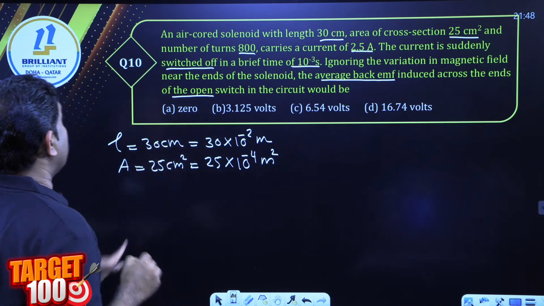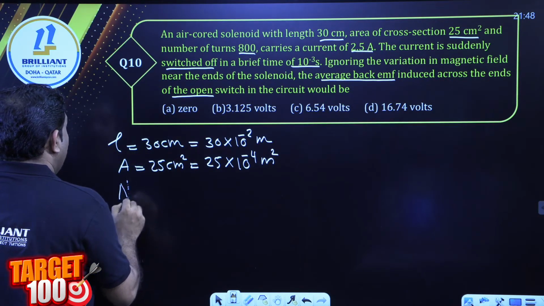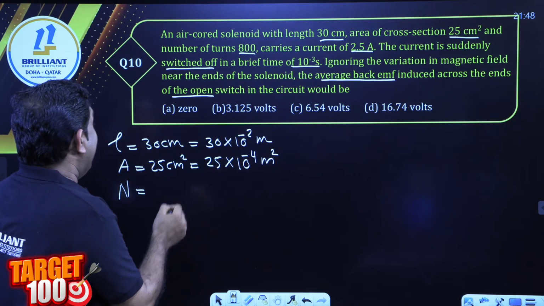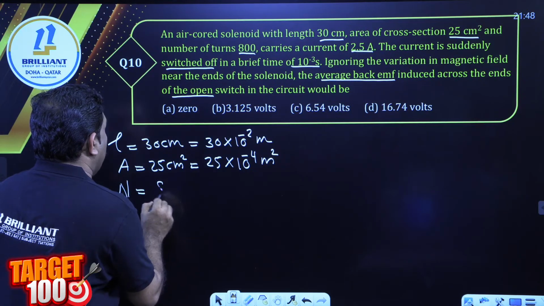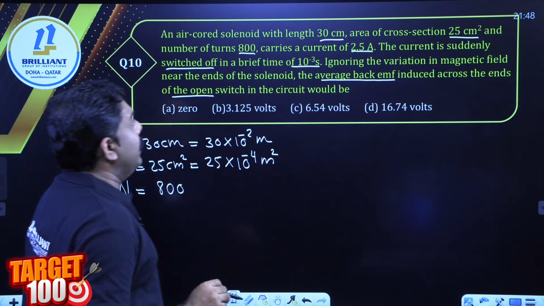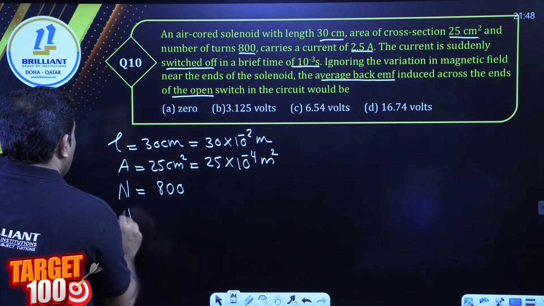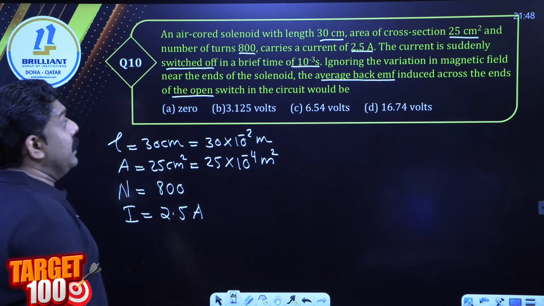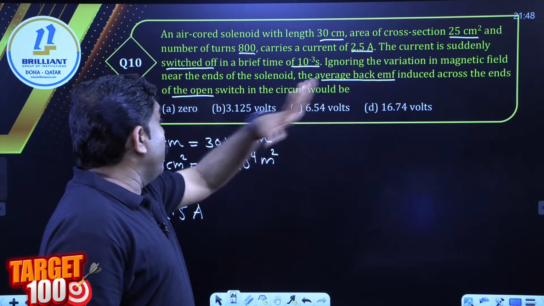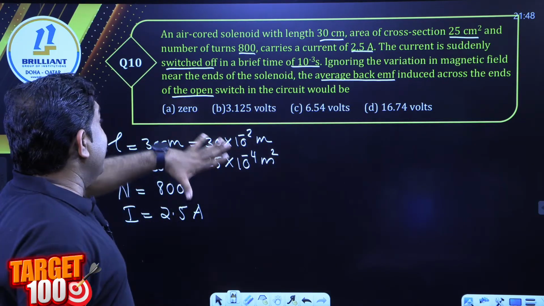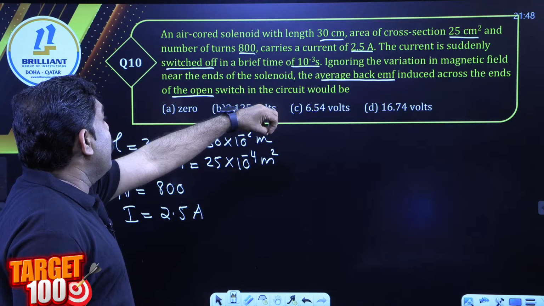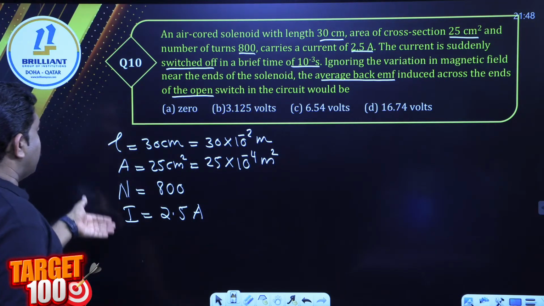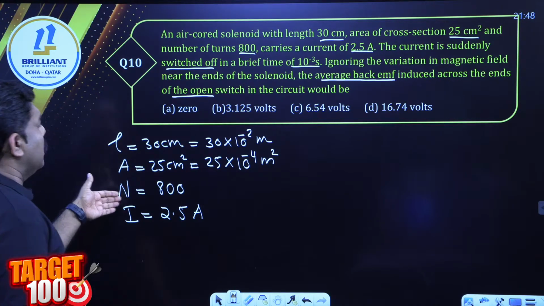And the number of turns is given. Online students, you can try with me and give me the answer in the chat box. Now the solenoid carries a current, so I is given as 2.5 ampere. Ignoring the variation of magnetic field, they are asking what is the average back EMF induced. So how will I find the induced EMF from this data?